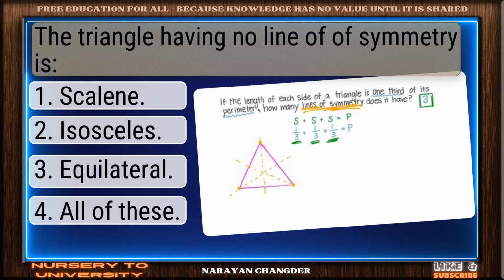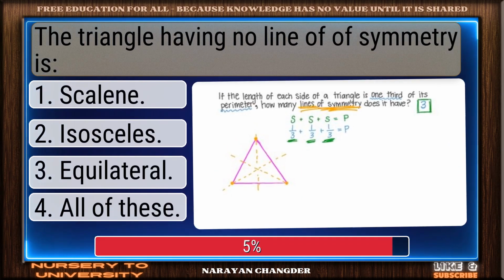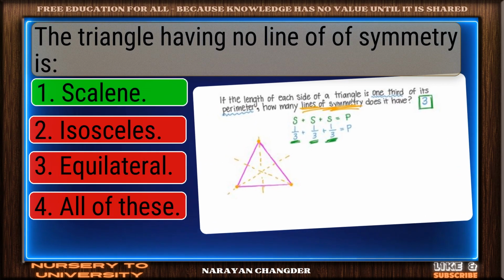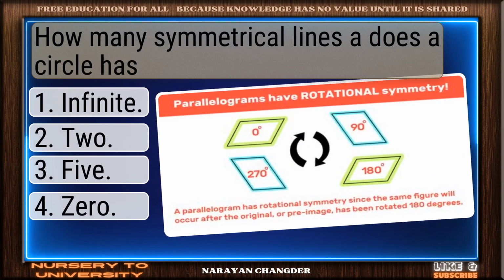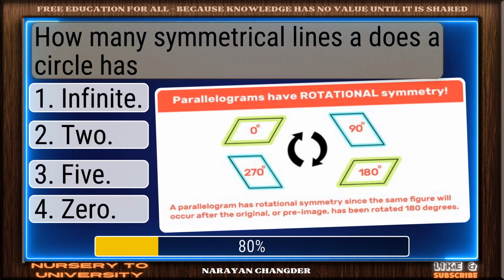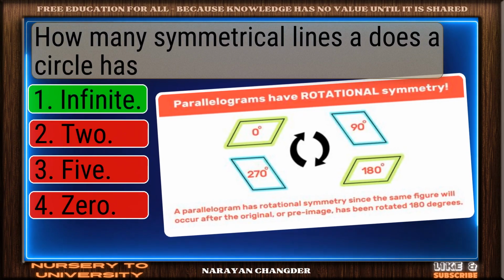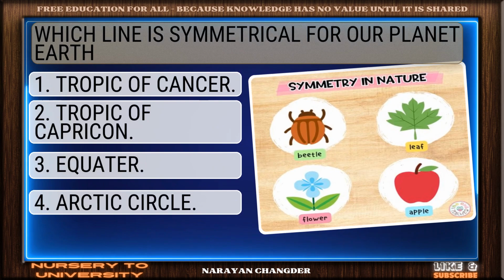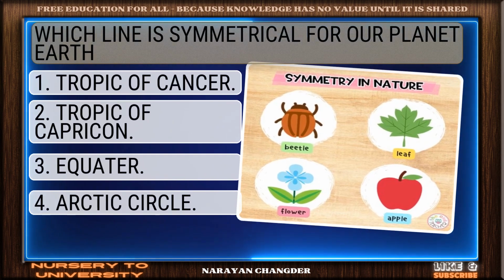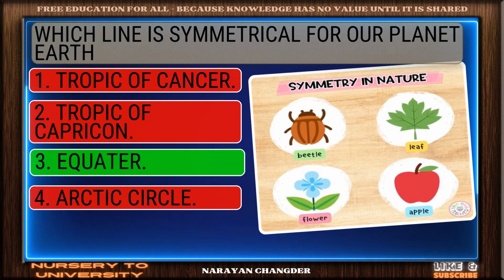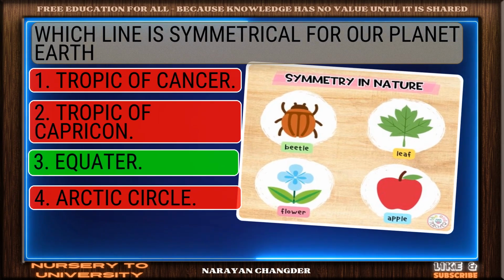The triangle having no line of symmetry is. Valid point. Scalene is true. How many symmetrical lines does a circle has? Smart move. Infinite is an accurate answer. Which line is symmetrical for our planet Earth? You chose equator, and it is correct.